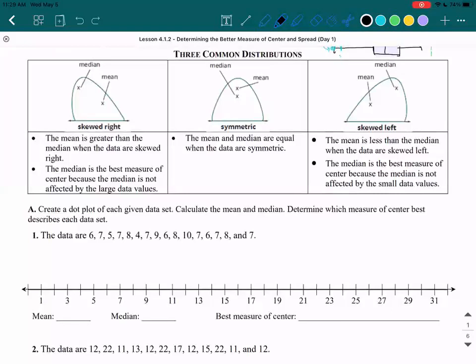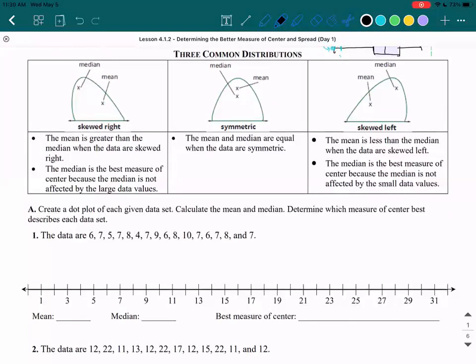The mean and median are equal when the data are symmetric. That's what it says right here. So the data is symmetric when the mean and median are equal. When it's skewed right, take a look over here, the mean is greater than the median. Most of your data is on the left. So these data points over here are going to skew your mean to the right side. Your mean would have wanted to be right underneath the median. However, those large data points over here pulled the mean to the right. So this is why it is skewed right.